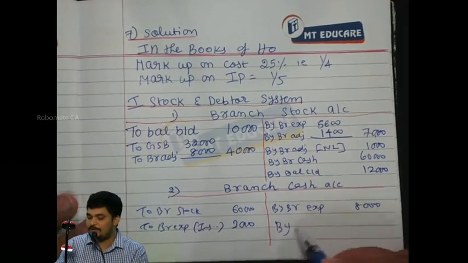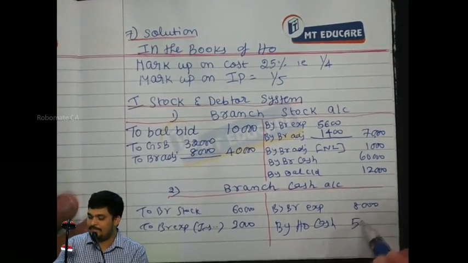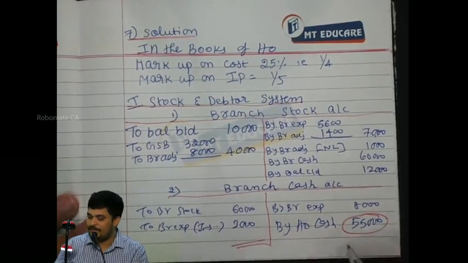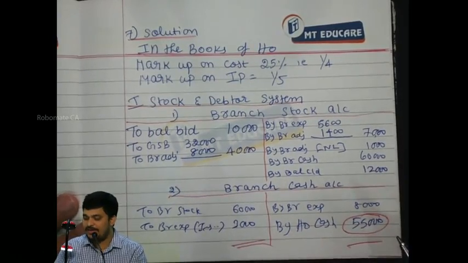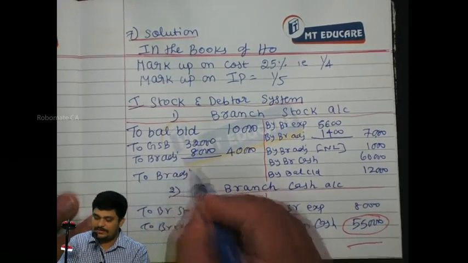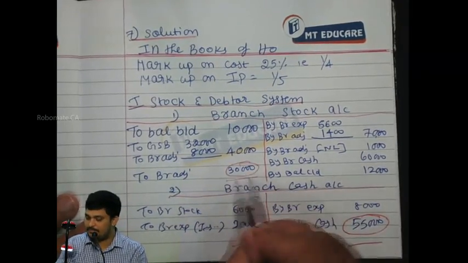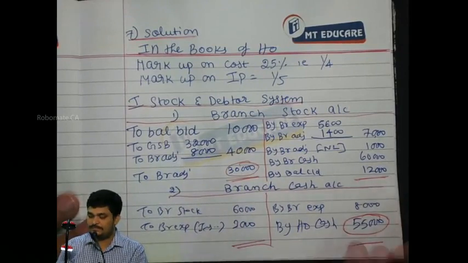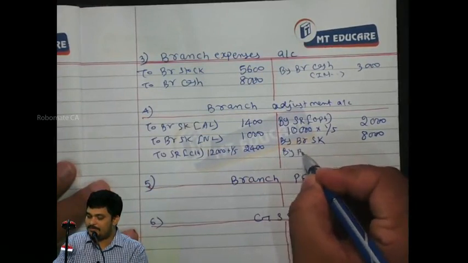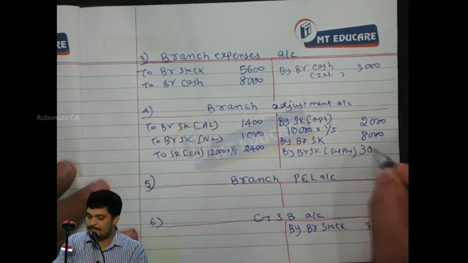So here nothing is closing cash. It is fully remitted to head office. 55,000 is remittance to head office. This account should tally. If it does not tally, find which side is greater. So to branch adjustment, 30,000 surplus. By branch stock surplus, 30,000.